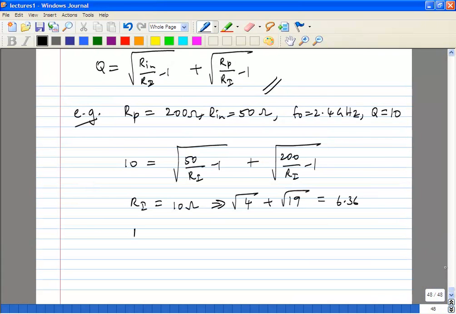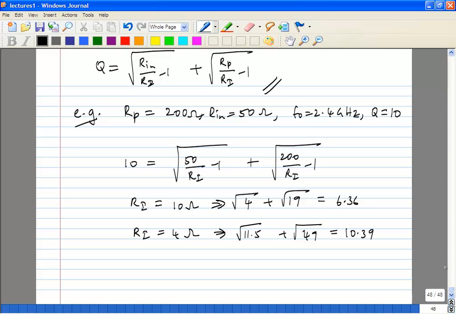So let's try Ri equals 4 ohms. Okay, so what does this give? 50 over 4 is 12.5, minus 1 is 11.5, plus root of 49, right? So this gives you 10.39. So yeah, you can keep iterating.